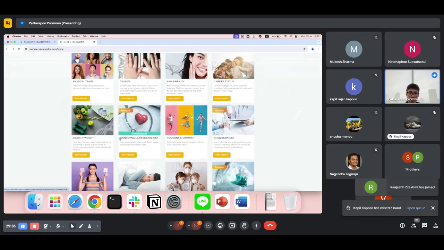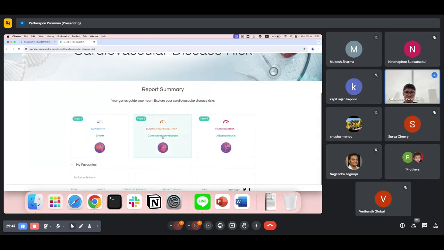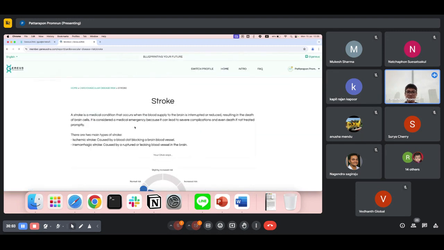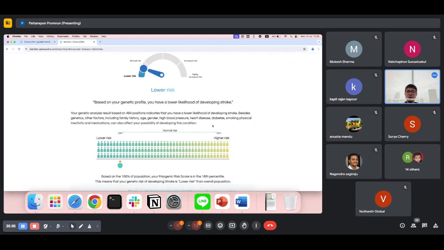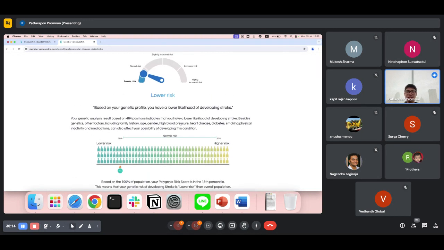Okay, we have the section on cardiovascular disease risk. This is similar to what I have explained. For cardiovascular disease risk, we include 3 diseases, including stroke and CAD, or coronary artery disease or atherosclerosis. These 3 reports are based on many genes, just like I said. If you see the detail, you will be graded at the population level and we estimate your percentile of getting risk of this disease.